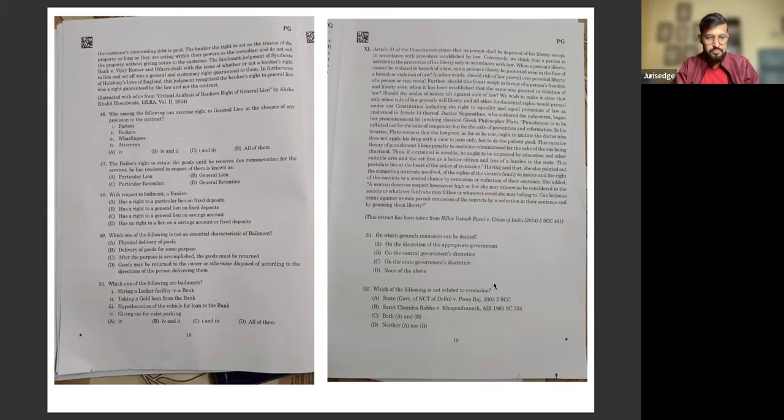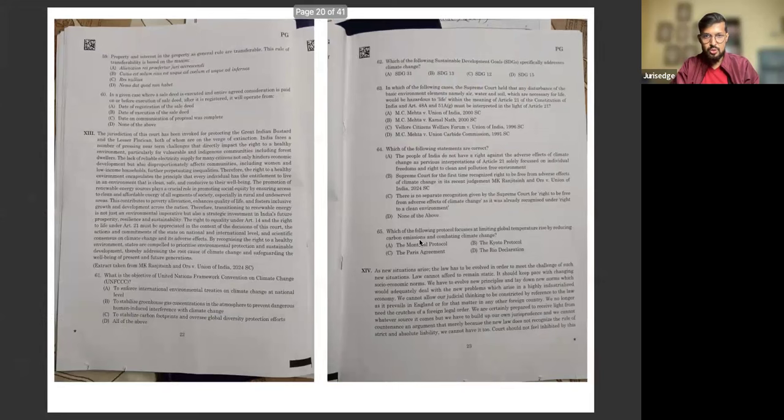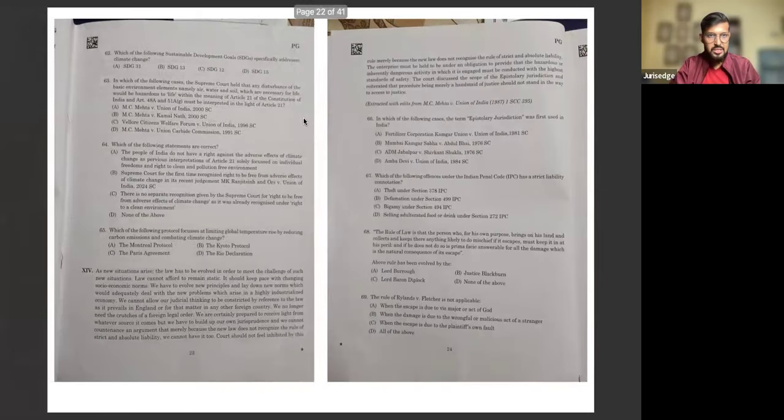Now the next question is definitely 65. This question is from passage number 13, related to the case of Ranjit versus Union of India, question number 65. Now the next question is question number 66. Sorry, this is the same set, it's copied, the same copy. 66, this is the one.